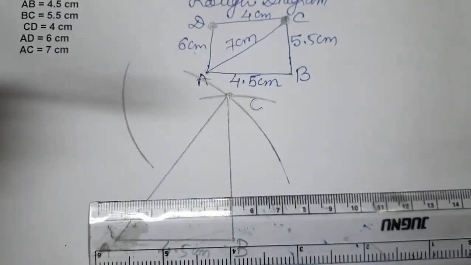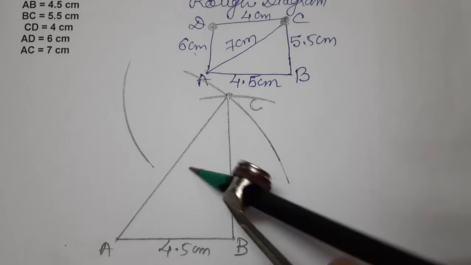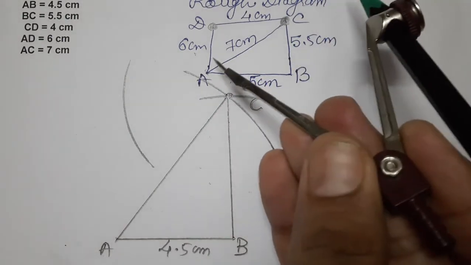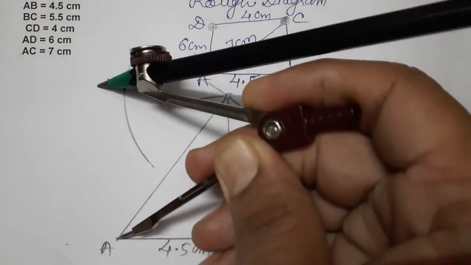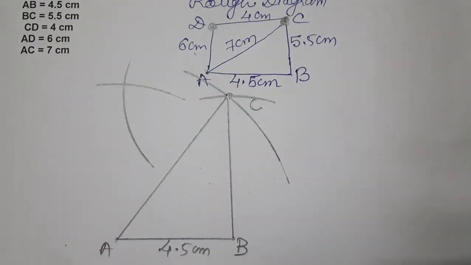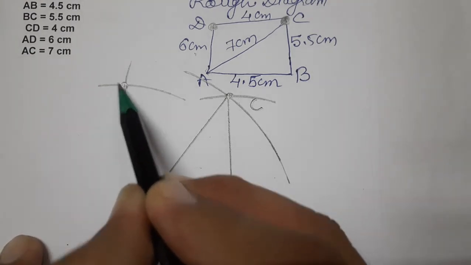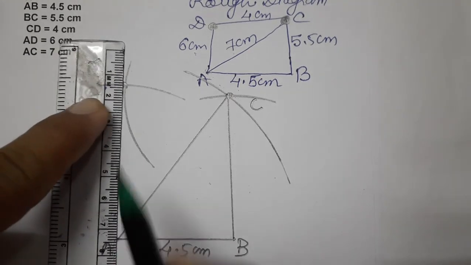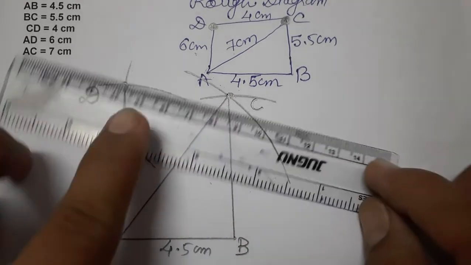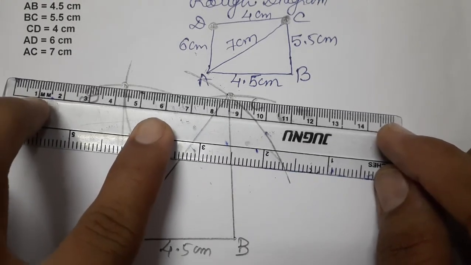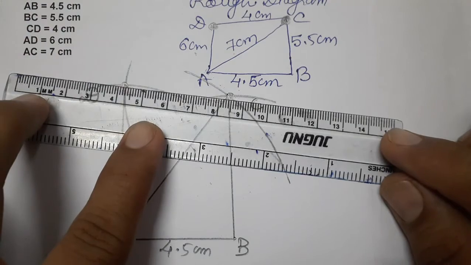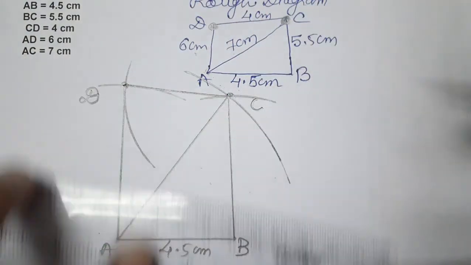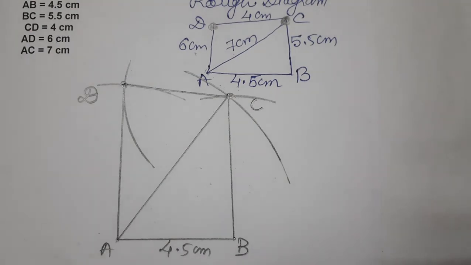This is 6 centimeter. Now take A as center and arc radius 6 centimeter. Cut the previous arc. So we got the next point also, which is point D. Mark it D, children, here. Now we are going to join AD and we are going to join CD also.